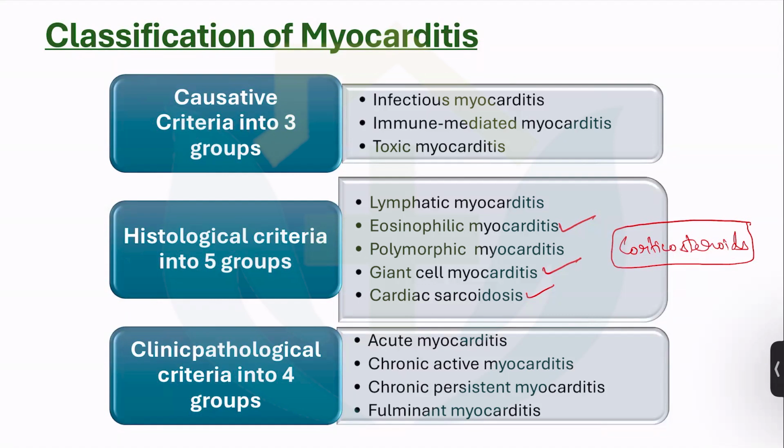Whereas in lymphocytic myocarditis, corticosteroid can be used, but it is optional. So it is not a grade 1 recommendation yet. Whereas polymorphic myocarditis is basically post-infection, and there corticosteroids should not be used. So no role of steroids here. Basically, they will ask about this eosinophilic. Giant cell is a very favorite of EDIC 1, and also cardiac sarcoidosis, where you have to use corticosteroids.